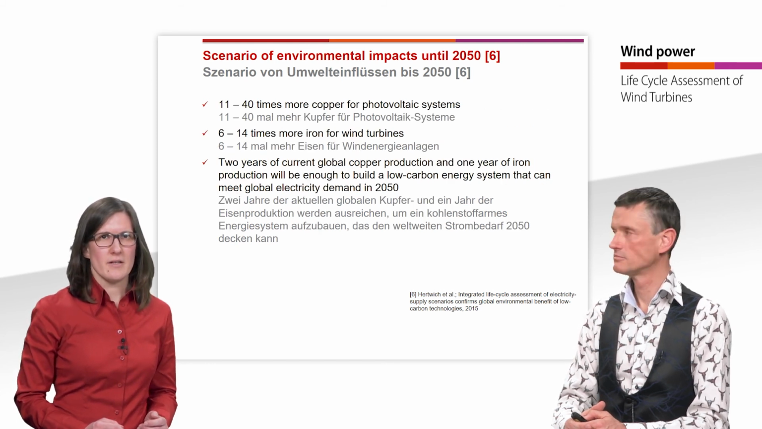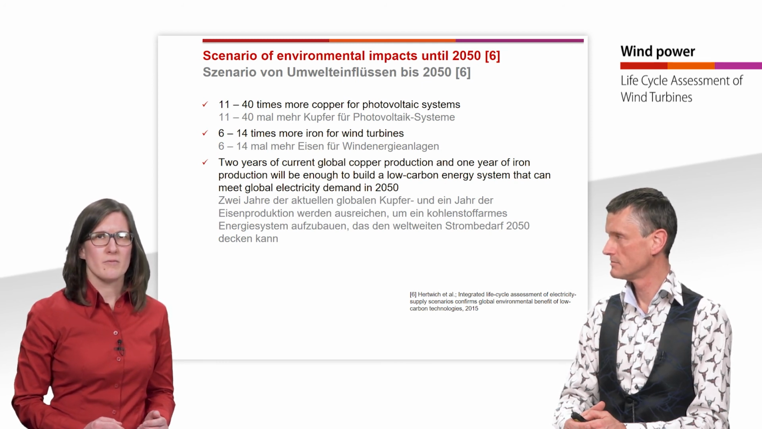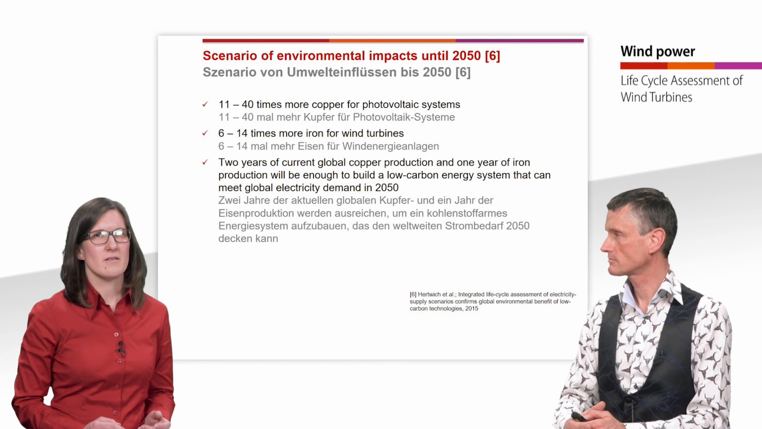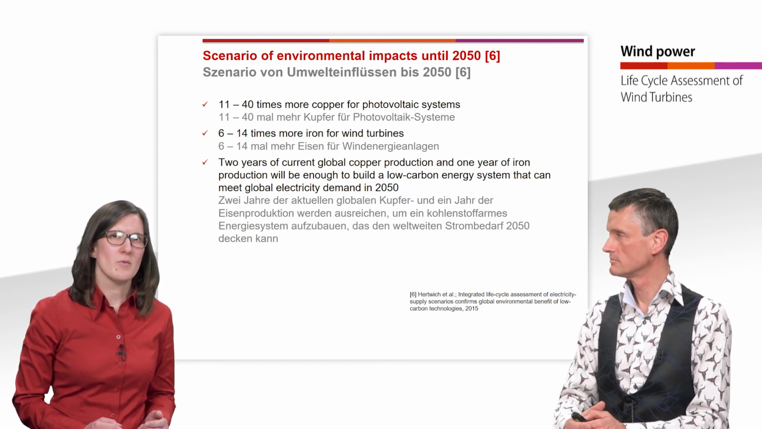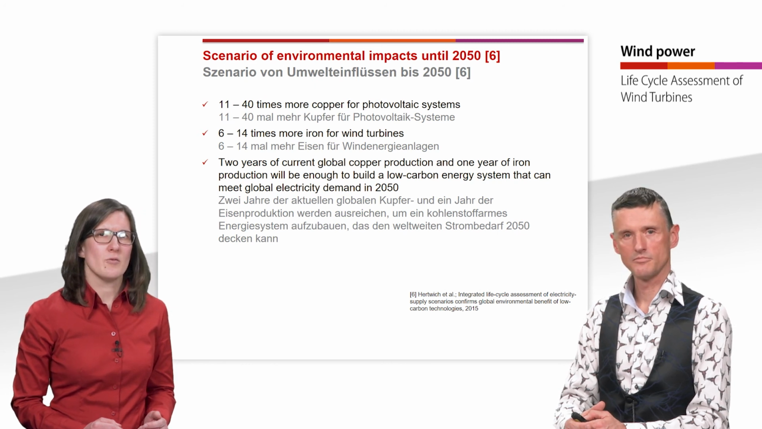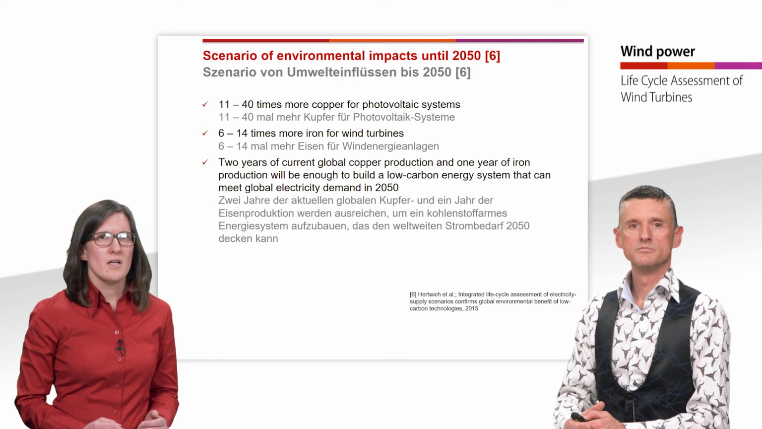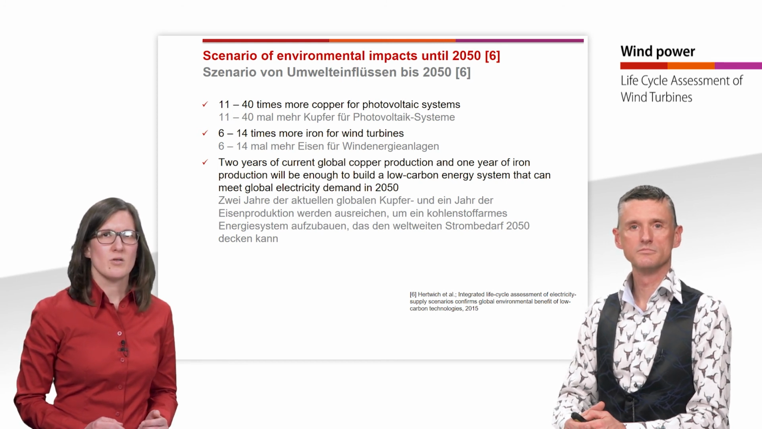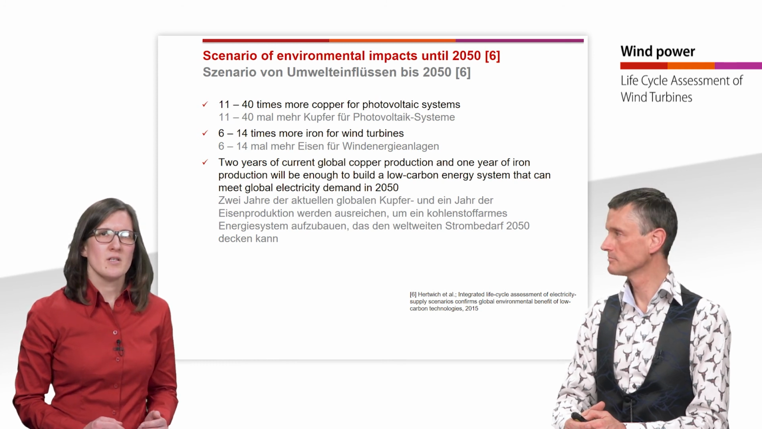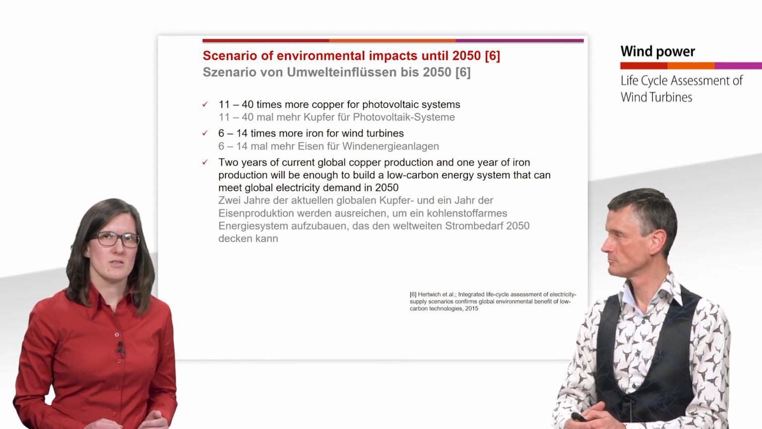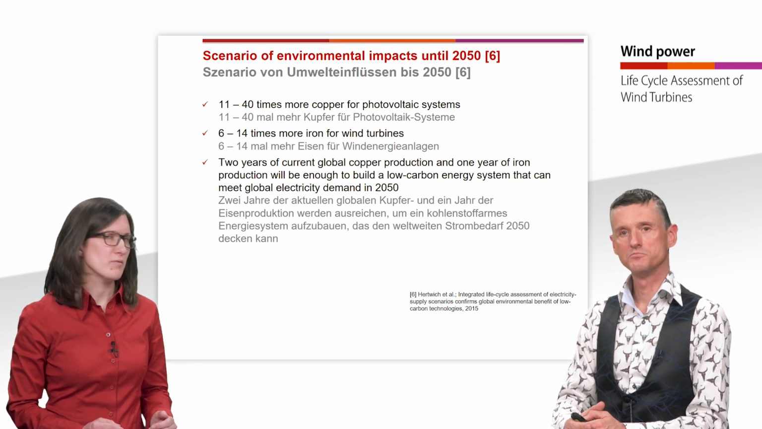But on the other hand, 11 to 40 times more copper for photovoltaic systems is needed than in the reference scenario. And 6 to 14 times more iron for wind turbines is needed. But additionally, the study says that 2 years of current global copper production and 1 year of iron production will be enough to build a low-carbon energy system that can meet the global electricity demand in 2050.